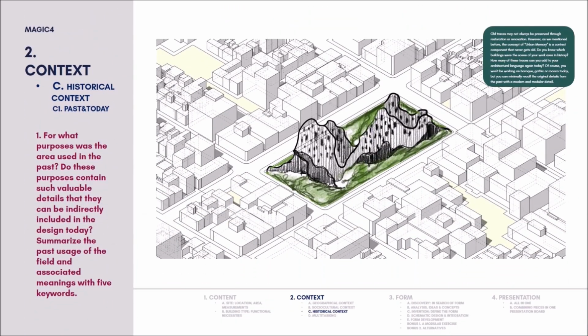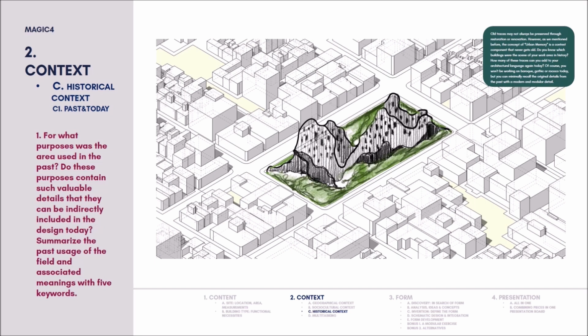C1. Past and today. Question 1. For what purposes was the area used in the past? Do these purposes contain such valuable details that they can be indirectly included in the design today? Summarize the past usage of the field and associated meanings with 5 keywords.